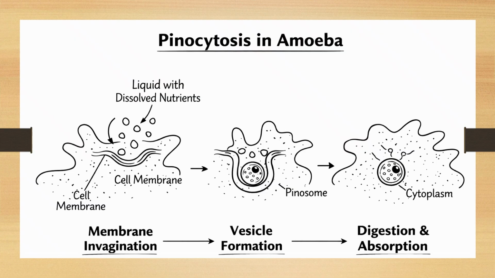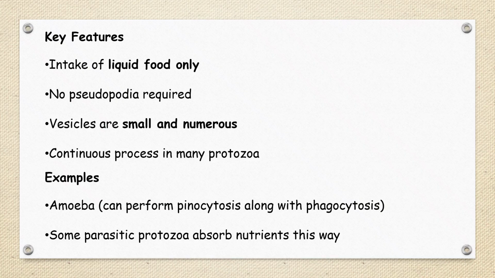You can clearly see the same thing in this slide. Here the dissolved nutrients, the liquid, are present. See how the invagination process occurs, and later it forms that pinosome, which enters inside the protozoan body, and later is internalized inside the protozoan body. So this is how pinocytosis actually happens in protozoans.